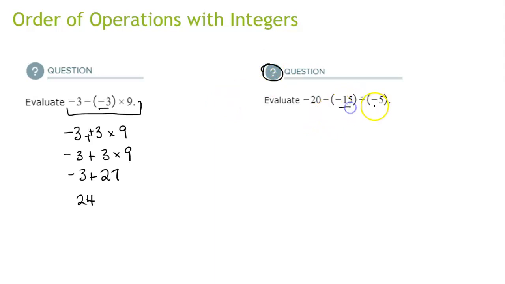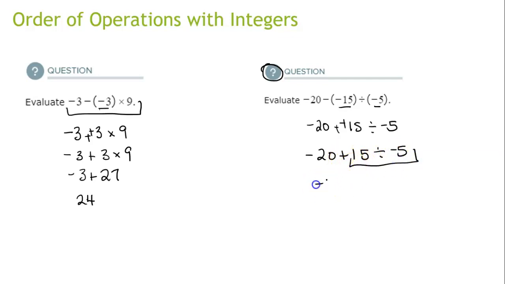Hopefully you noticed that there wasn't anything to do on the inside of these parentheses. And then I could do keep, change for that one. I don't do that for this one. It's not a subtraction problem. And then I want you to think through, this is actually now -20 plus 15 divided by -5. What should have come first, addition or division? Division always comes before addition. So that's 15 divided by -5 is -3. And then -20 plus -3 is -23 here.